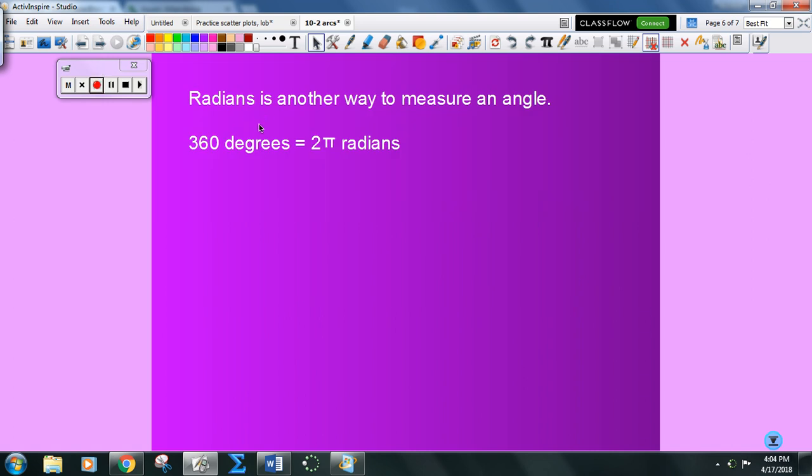Radians. We switched your calculator to degrees earlier in the year. Now we're sometimes going to have to talk about radians. So you need to know that radians is another way of measuring an angle, and that 360 degrees equals 2 pi radians, or some people like to say that 180 degrees is equal to pi radians. It's just a conversion factor.